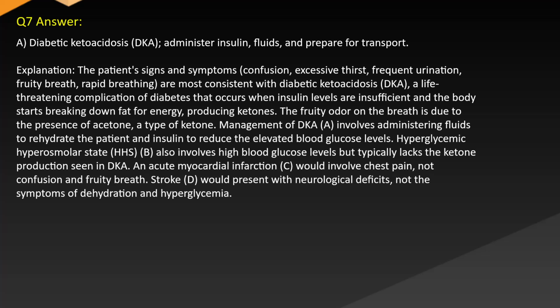The fruity odor on the breath is due to the presence of acetone, a type of ketone, and management of DKA involves administering fluids to rehydrate the patient and insulin to reduce the elevated blood glucose levels. Hyperosmolar hyperglycemic state, B, also involves high blood glucose levels, but typically lacks the ketone production seen in DKA. An acute myocardial infarction, C, would involve chest pain, not confusion and fruity breath. Stroke, D, would present with neurological deficits, not the symptoms of dehydration and hyperglycemia.